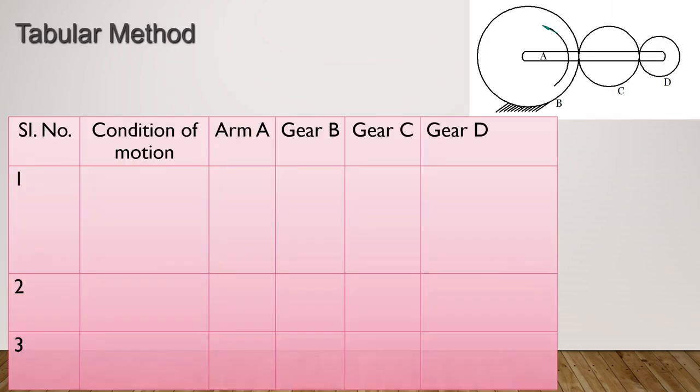Coming to the tabular column method, the same arrangement we have to solve with the tabular column. So this is how the tabular column has to be prepared. First serial number, condition of motion, then list out all the elements, that is arm A is there, B, C, D gears. So first, same method, fix the arm, that is A will be fixed here, give one rotation to gear B. Usually we give the rotation to the first gear. If you have compound gear you have to give rotation to that. Here it is just simple gears, so give one rotation to B.